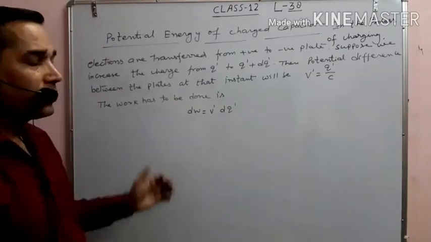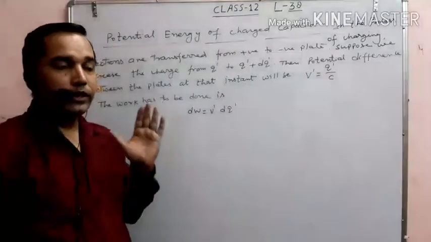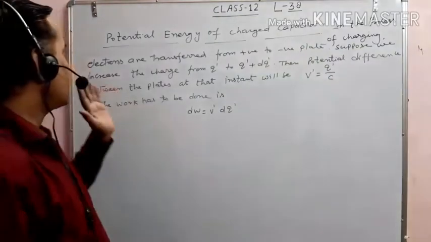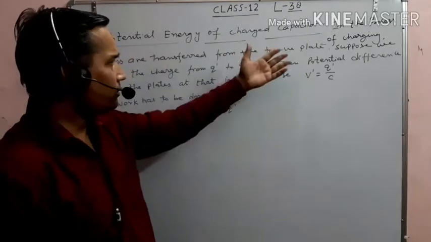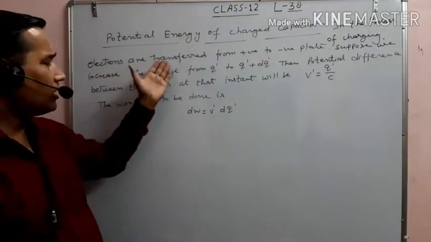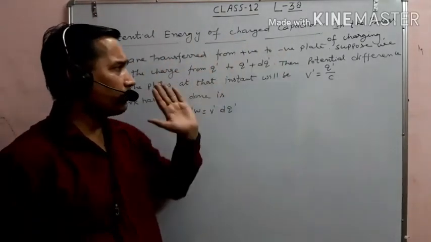Dear student, today I discuss the chapter capacitor and dielectrics. In this chapter, I discuss the topic potential energy of charged capacitor. So in the process, electrons are transferred from positive plate to negative plate.